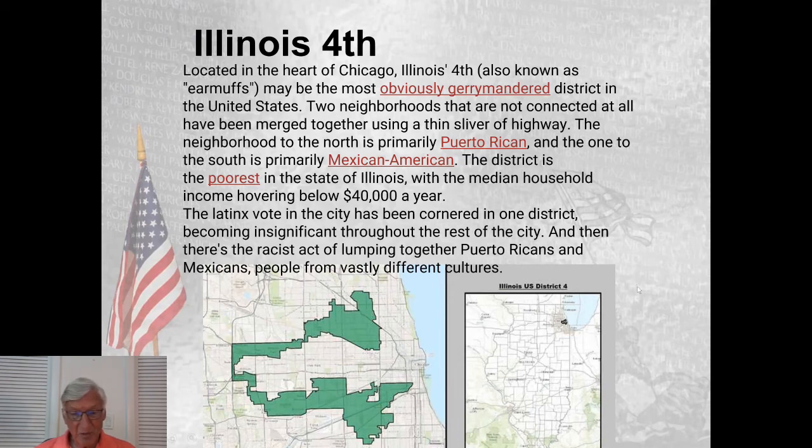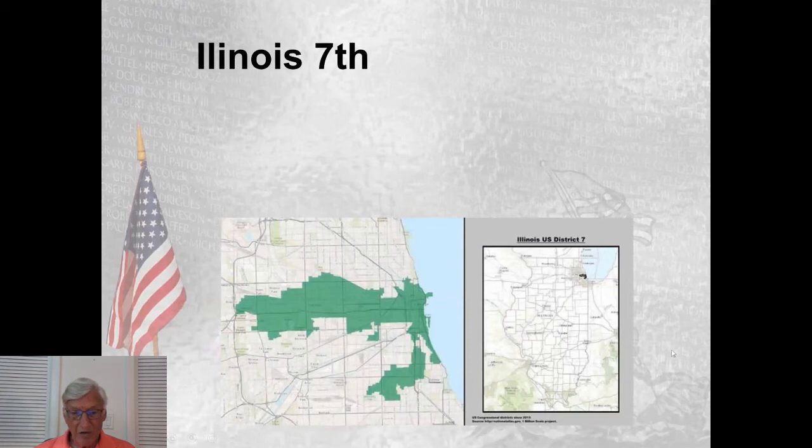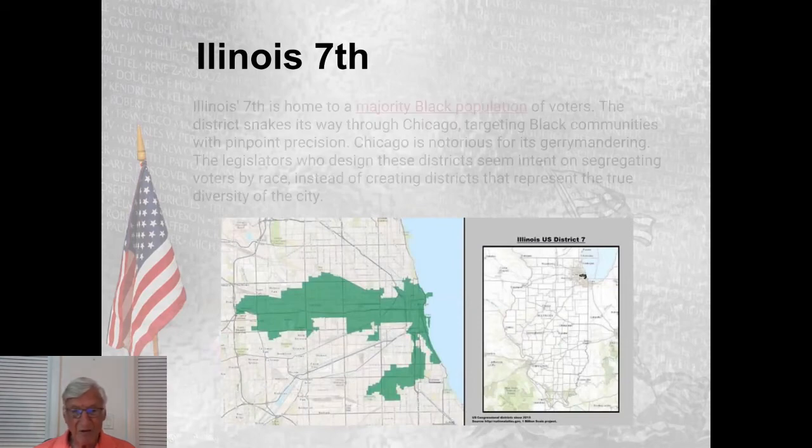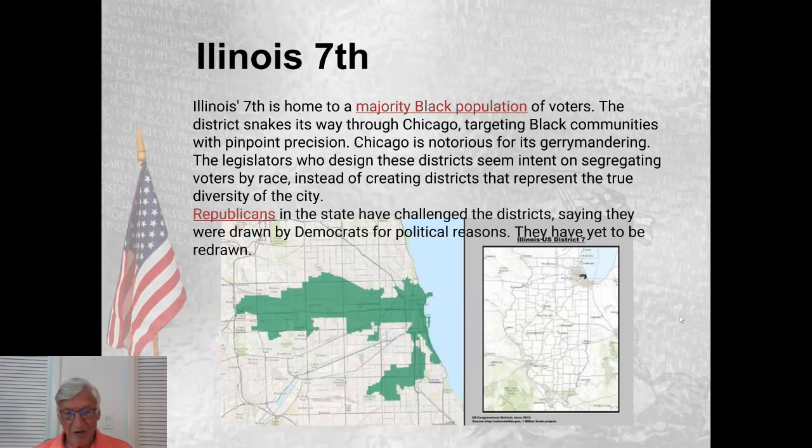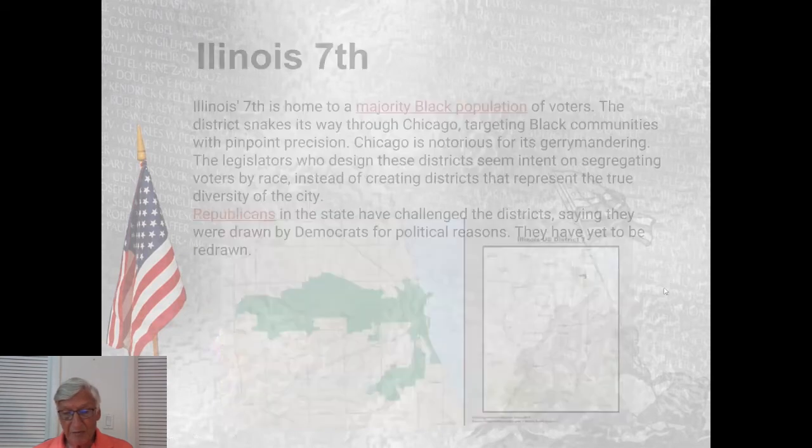It's really quite racist to do this. Now, if you'll notice the white area that this goes around, which is right in the center, that involves the Illinois 7th. And the Illinois 7th is home to the majority Black population of voters. And it's a notorious gerrymandering that's been going on in the state of Illinois, so that neither of these represent the true diversity of the area. While these have been challenged, so far nothing has been redrawn.